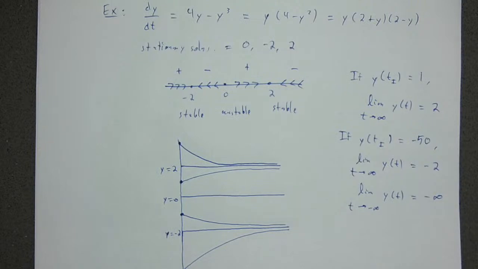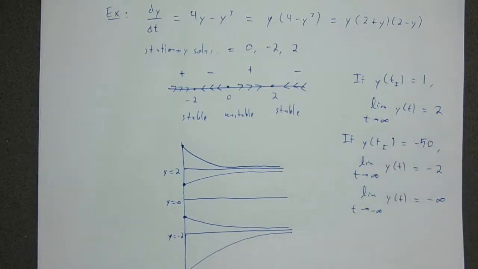Once you've seen a couple of these and you've acquainted yourself with how this process works, testing the sign and all that, there's no tricks here, there's nothing unexpected. This is how these problems go. All right. Okay, so that's phase portraits for autonomous equations.